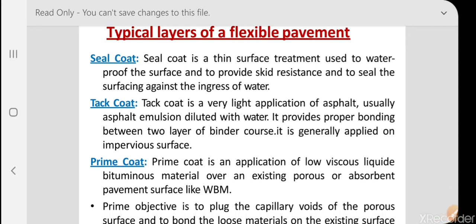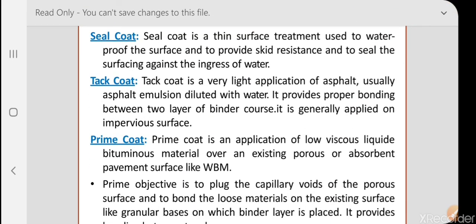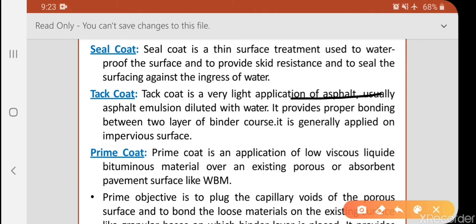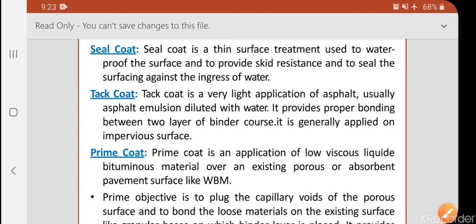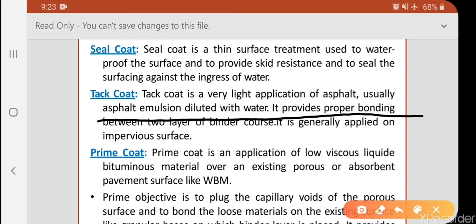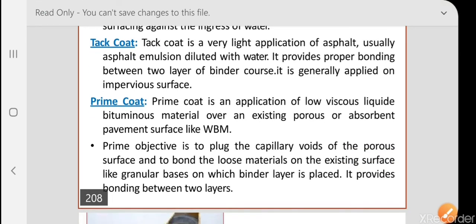After the seal coat, the second one is the tack coat. Immediately after the seal coat, the tack coat is provided. A tack coat is a very light application of asphalt. Here we apply a very thin layer of asphalt, below the seal coat, with the prime coat below that. Usually asphalt emulsion diluted with water is provided for binding purposes. Between two layers, one tack coat is provided.